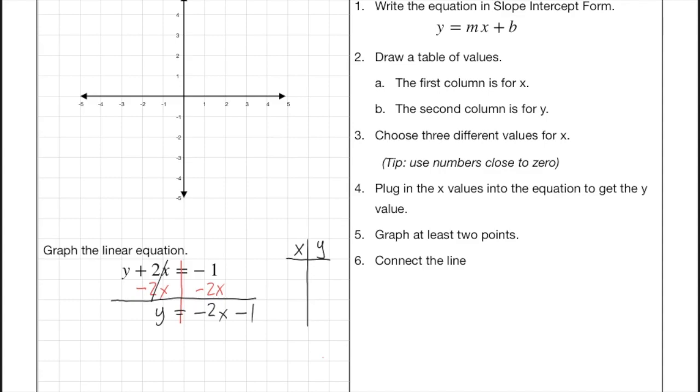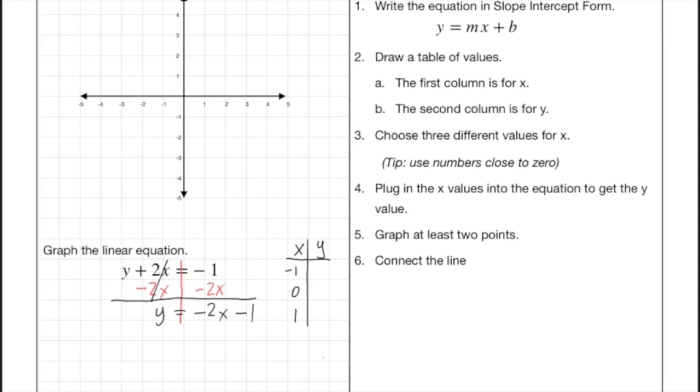And now this is my tip for you. Use numbers that are close to 0. At the end of the day, you can choose whatever you want, but the closer to 0, the easier it will be to graph. Especially because you're going to see what the y-intercept is going to be to check if your work is right. So in this case, I'm going to choose the easiest numbers, negative 1, 0, and 1. So now the next part is going to be plugging the x values into the equation.